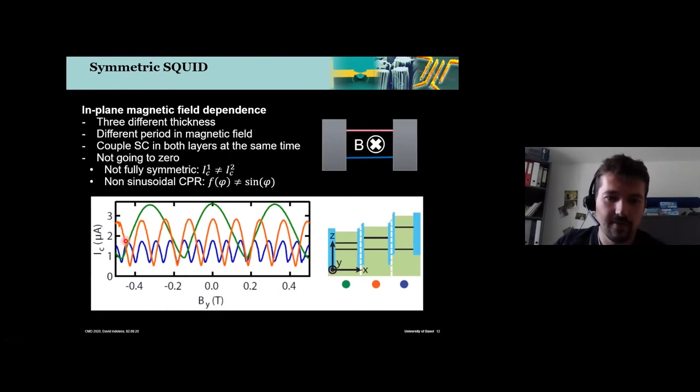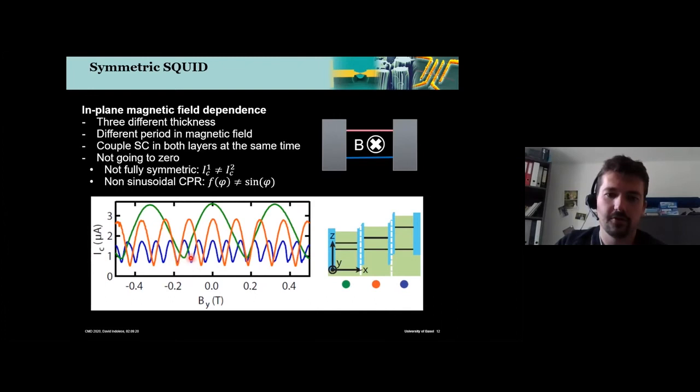So this is the critical current as a function of the in-plane magnetic field. And you see the different periodicities and the absolute cosine-like behavior as a function of the flux for the different cross-sections which are depicted here. So we can adjust the sensitivity to the in-plane magnetic field basically by choosing just a different hBN spacer between the two graphene layers. Strikingly, we observe that the interference pattern doesn't go fully to zero, which can have two reasons.